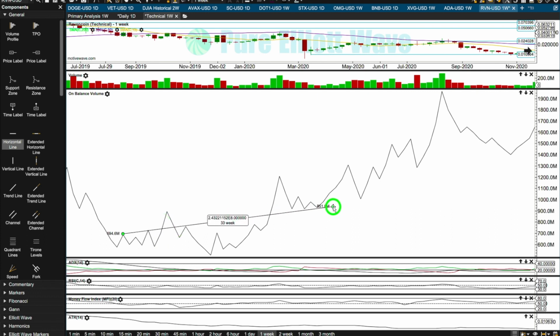Let's extend this line out. Resistance, resistance, resistance, broken, support, support, support. So here we're starting to get bullish signals from on-balance volume as well. Test support, bounces up. Test support, bounces up. Test support again, bounces up. So this trend line could have been quite helpful.